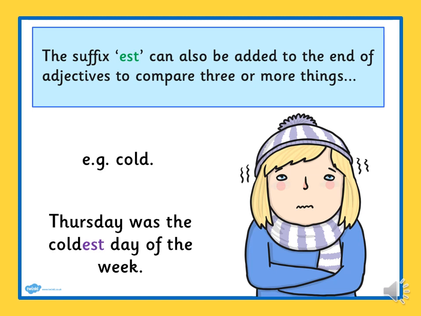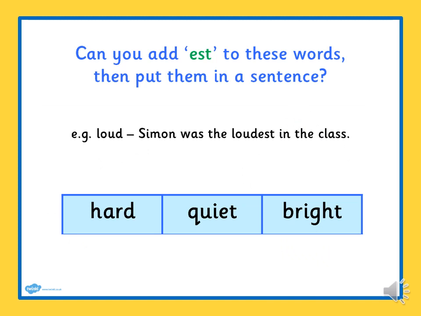Okay, the suffix est can also be added to the end of adjectives to compare three or more things. So you should all know your adjectives because we use them in our writing daily. So your example is cold. Thursday was the coldest day of the week. Okay, so we are comparing Thursday to all the other days in the week. So this still compares. Okay, so can you add est to the following words and put them in sentences?